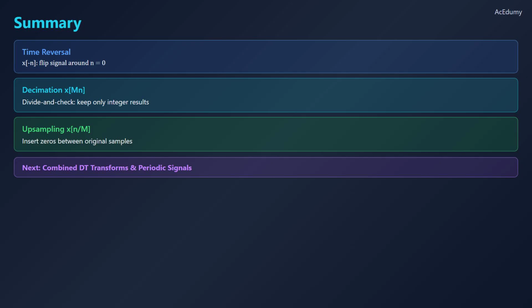Let us summarize what we covered. Time reversal x of negative n flips the signal around n equals 0. Time scaling x of mn uses the divide and check method. Divide each index by m, keep only integer results. Decimation x of 2n discards every other sample. Upsampling x of n over 2 inserts zeros between samples. In the next lesson, we will combine these operations and explore periodic discrete time signals.